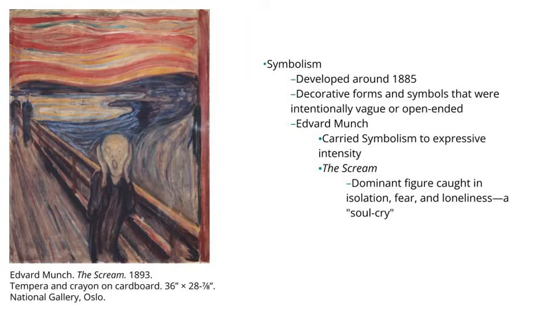Now, moving on to symbolism, which has been around forever. I mean, it's a device, like a literary device, but it can be in any form of art. But the idea of putting symbolism in your art really started to develop a lot around 1885, and further with Edvard Munch. So there were decorative forms and symbols that were intentionally vague or open-ended so that different people could take different things from it, and everyone brings their own perception to the artwork.